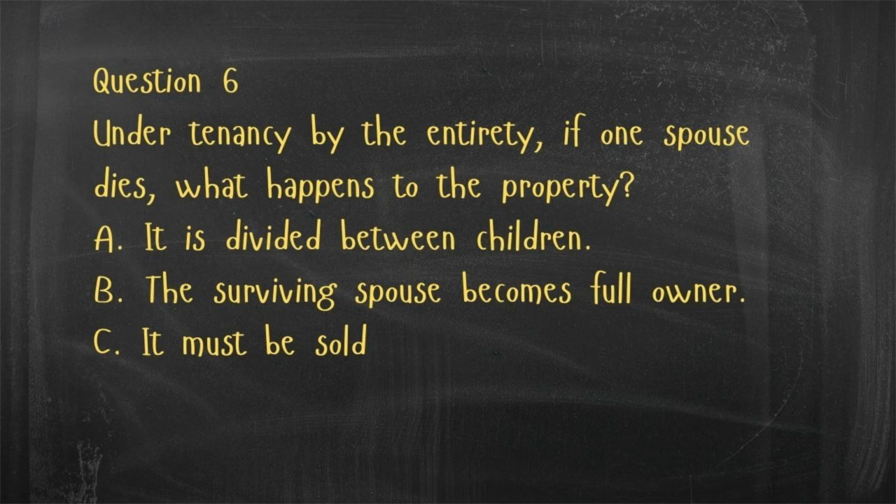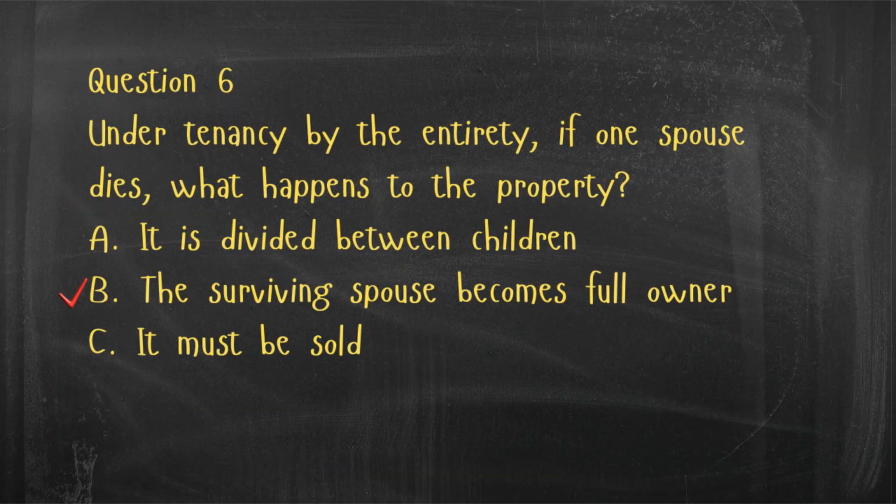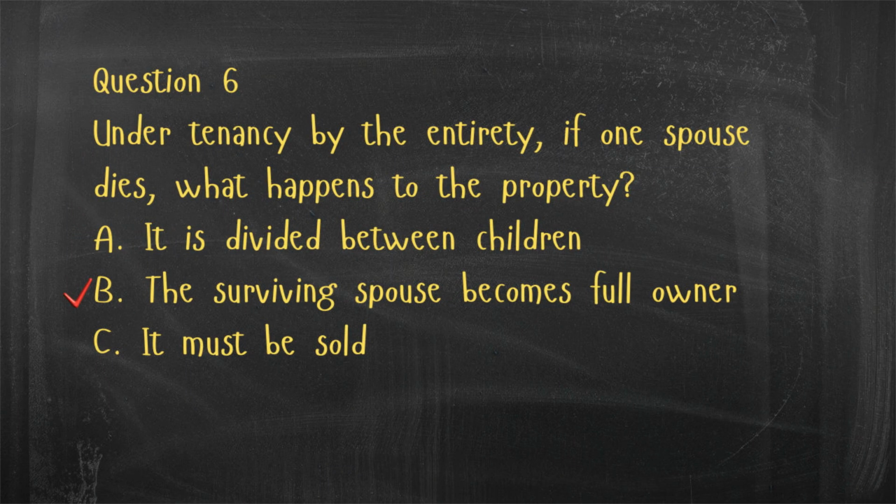Question number 6. Under tenancy by the entirety, if one spouse dies, what happens to the property? A. It is divided between children. B. The surviving spouse becomes full owner. C. It must be sold. The answer is B. The surviving spouse becomes full owner.